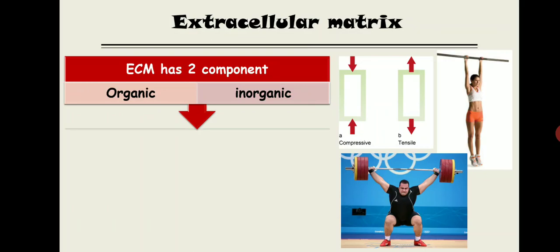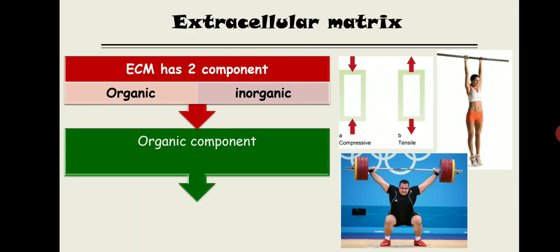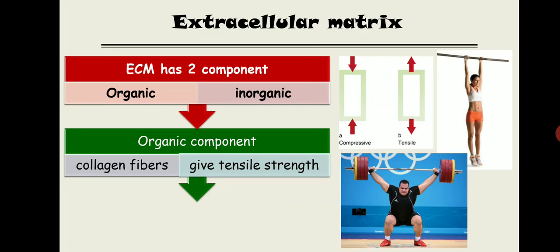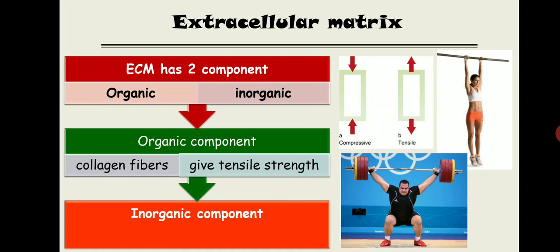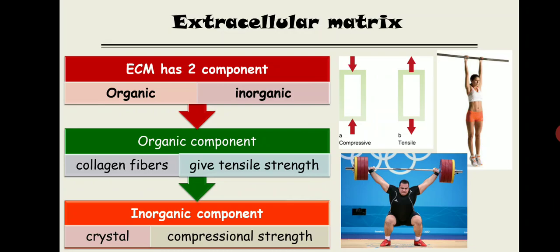Now as far as the organic component is concerned, it is made up of collagen fiber. If you are thinking about which type of collagen, it is type 1 collagen fiber, and that collagen fiber obviously gives the tensile strength of the bone. And the remaining one is the inorganic component. That inorganic component is made up of calcium phosphate crystals, and those crystals give the compressive type of strength. Right?